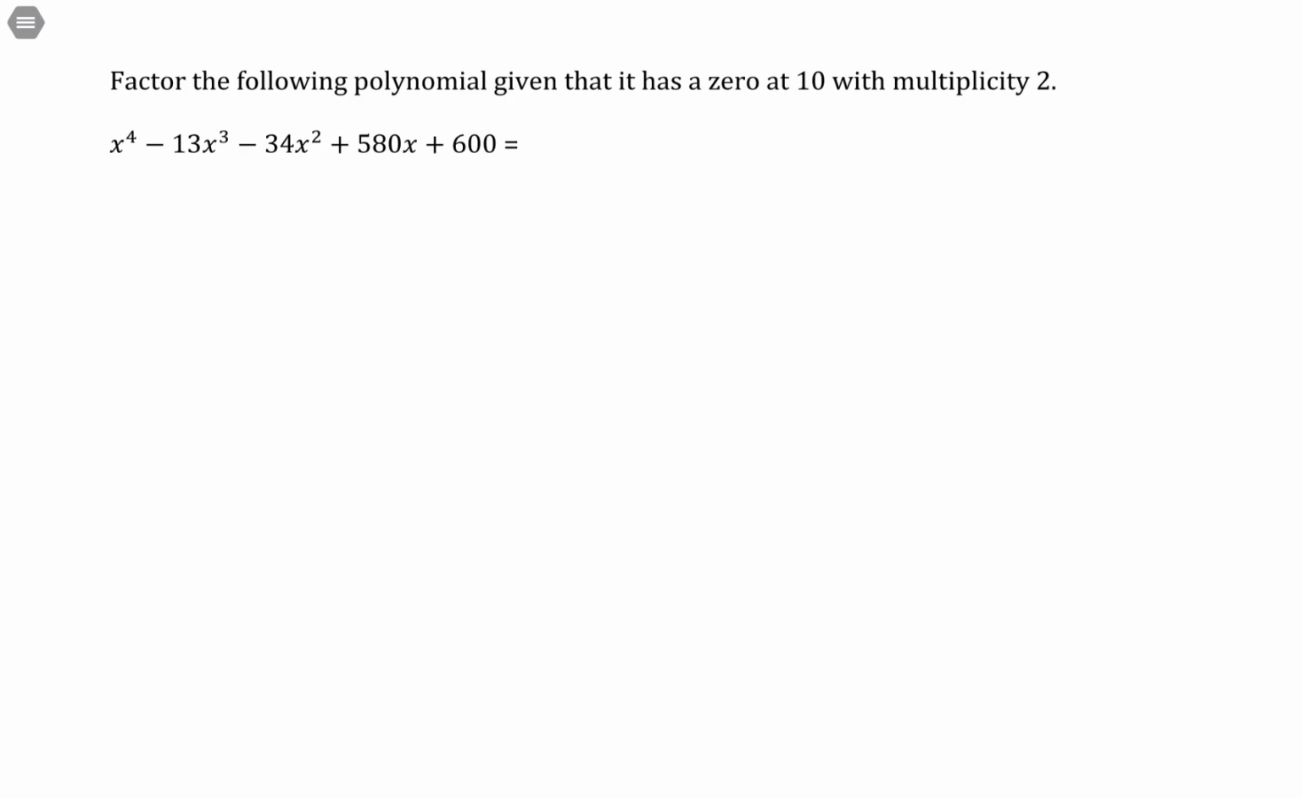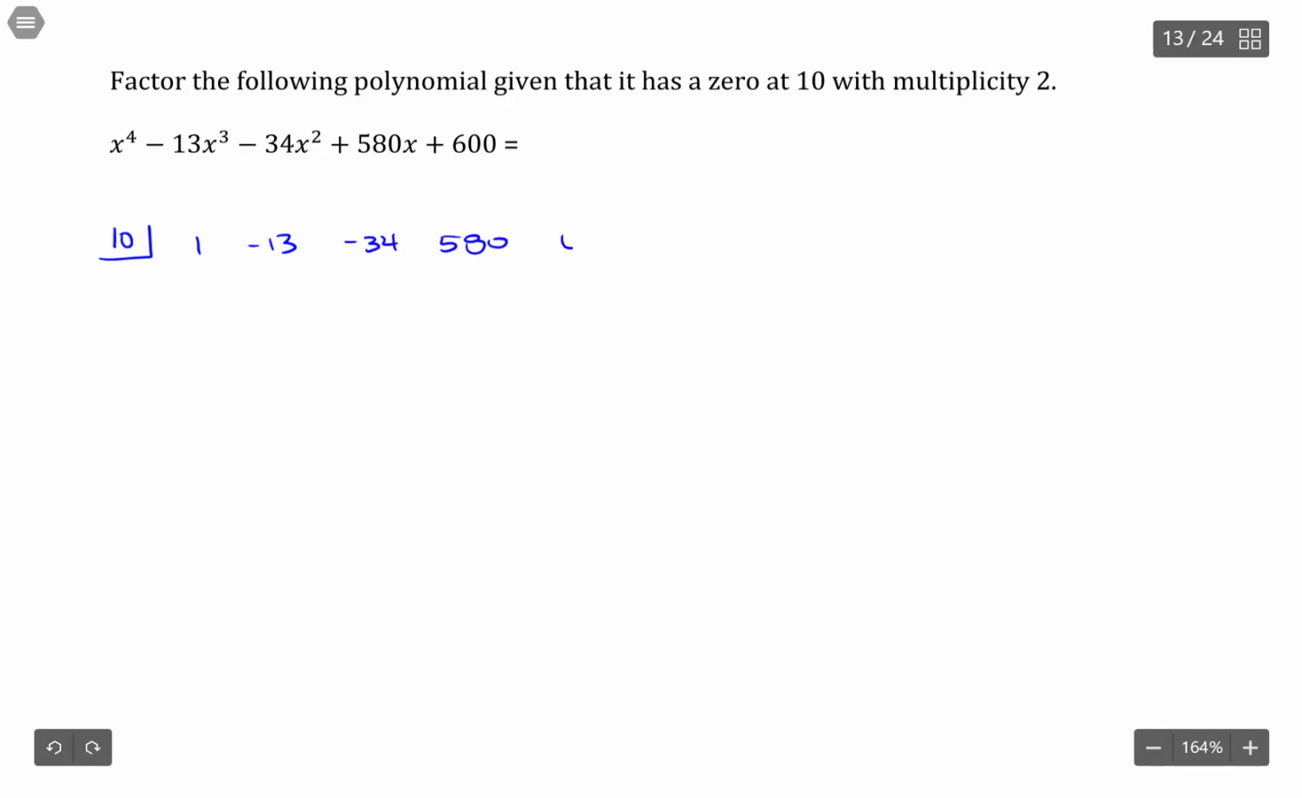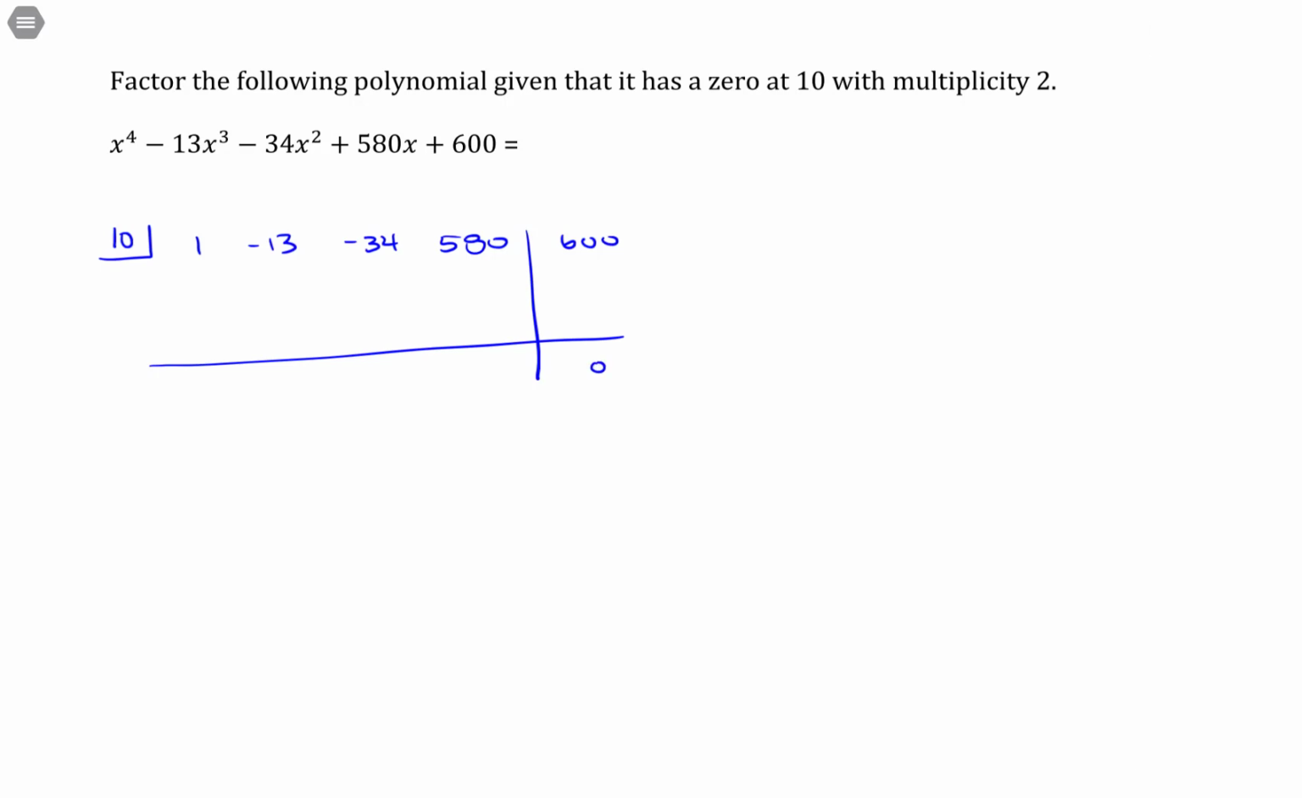We know that we've got zeros of 10 2 times. So what that means is I can factor out the first 0 of 10 using synthetic division. We'll just take in the coefficients 1, negative 13, negative 34, 580, and 600. And the result after using synthetic division should give me 0 here as my remainder.